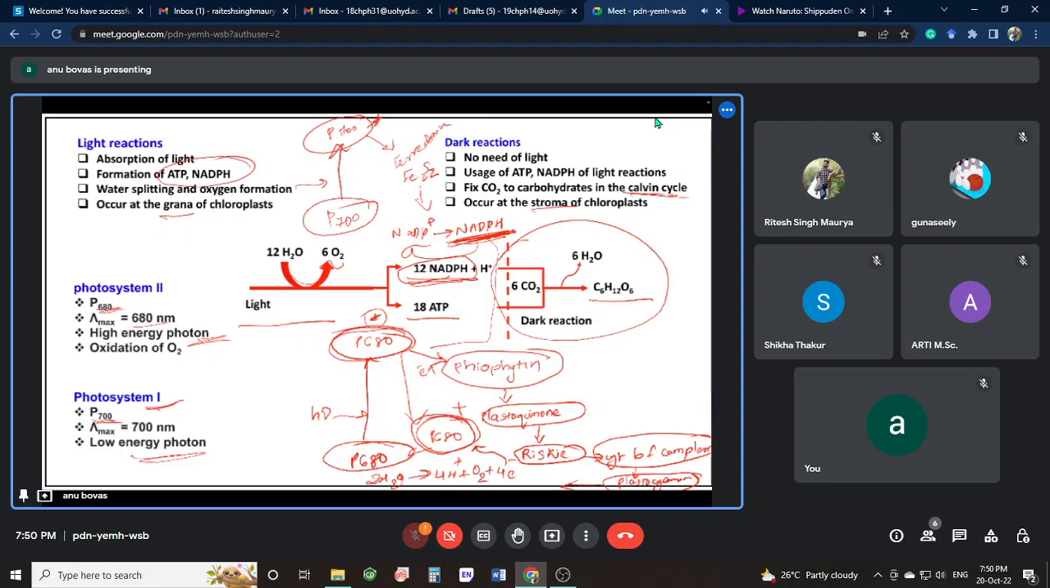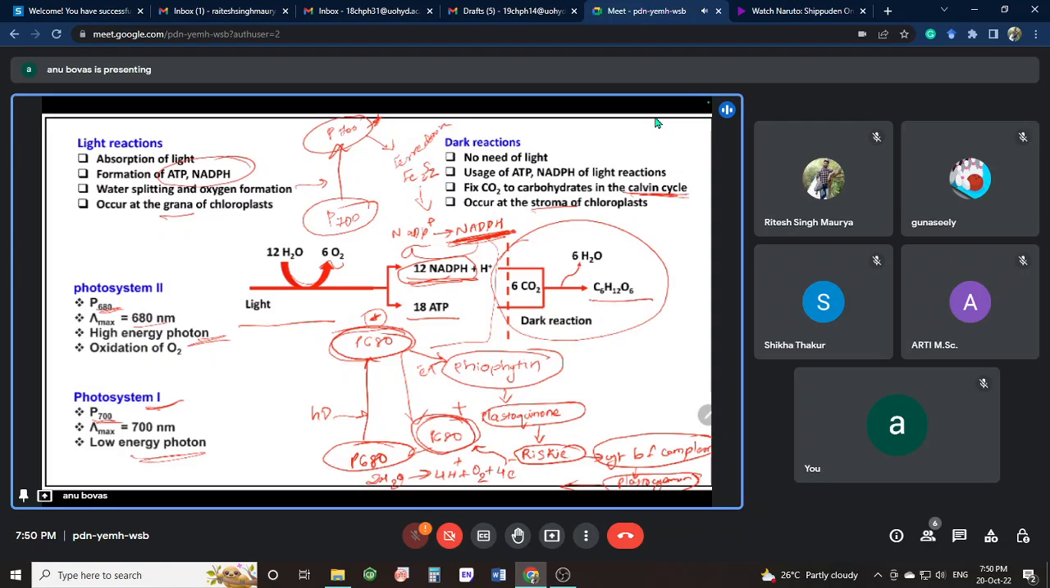So these are the basics: light reaction, dark reaction, photosystem 2, photosystem 1. What happens in light reaction? Oxygen formation. Dark reaction, carbohydrate formation. Light reaction occurs in the grana of the chloroplast. Dark reaction happens in the stroma of the chloroplast. In light reaction, energy molecules are formed, whereas in dark reaction, these energy molecules are utilized to form carbohydrate.